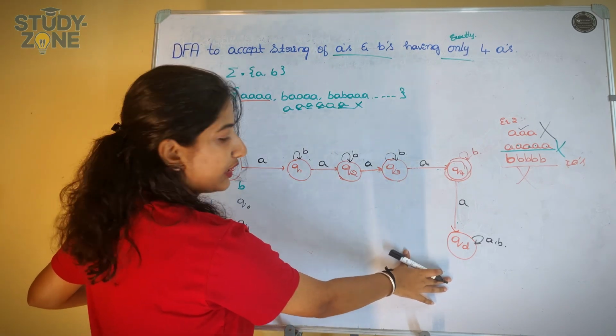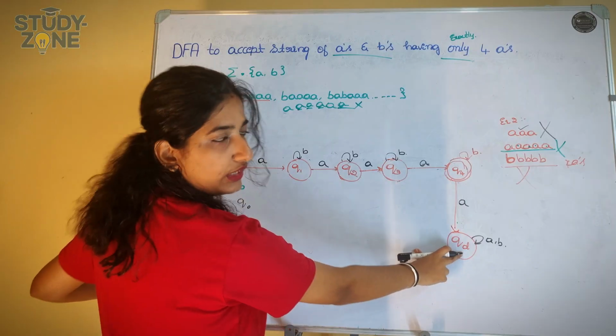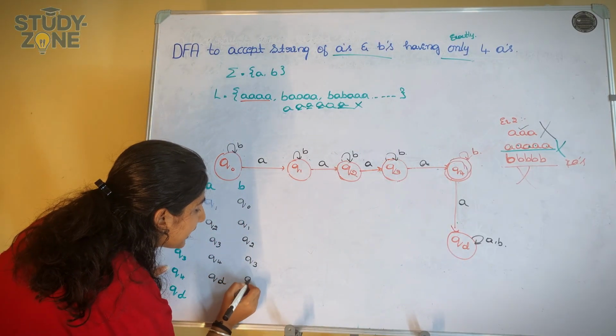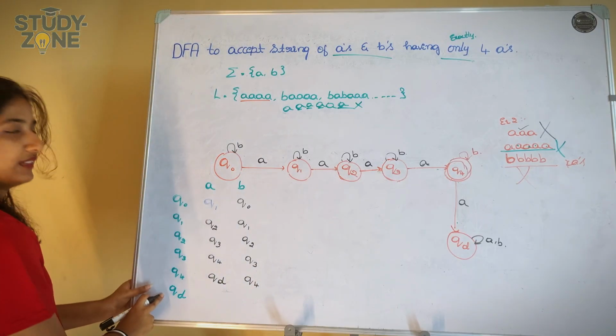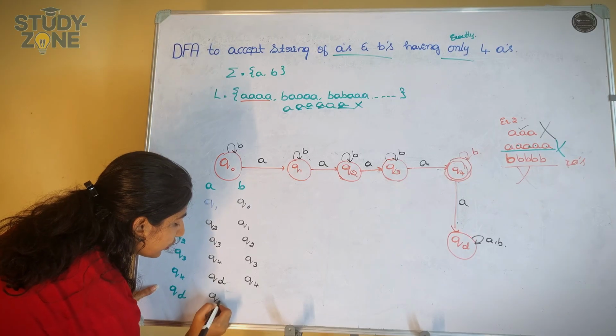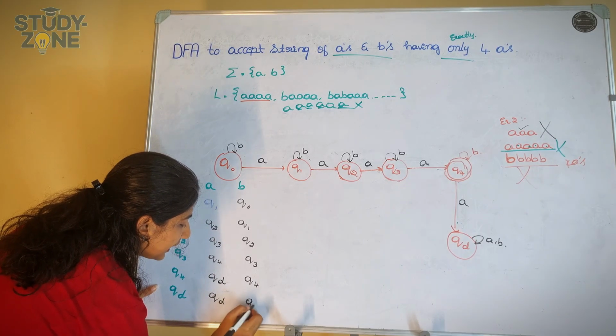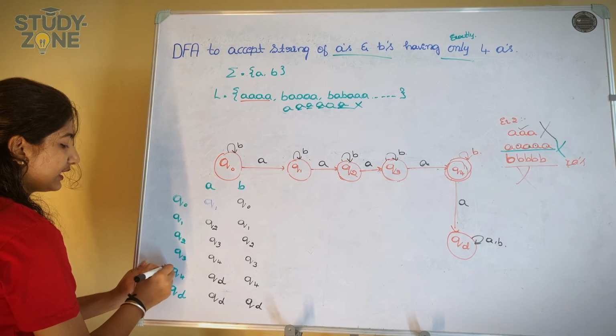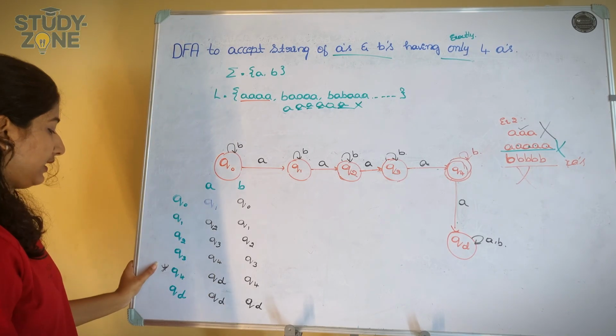Okay, so for your reference I wrote it as QD. So Q4 on B it will be there in Q4 only, and then QD on A it will be there in QD, and QD on B will be there in QD. So here this one is the accepting state, right?